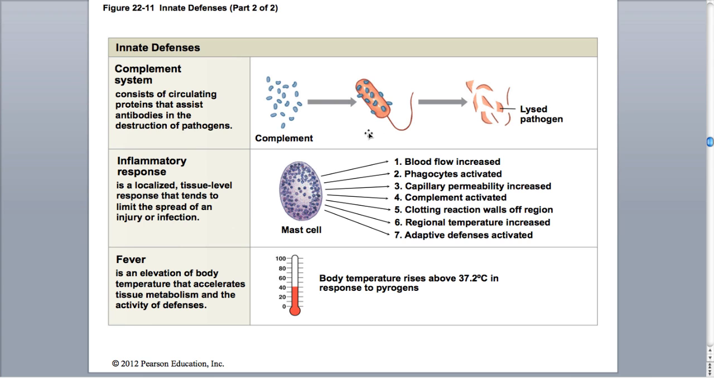Now I want to show this picture since I don't have a way of doing it otherwise. Complement are these proteins. And what does it do? It coats the germ. Now it says it lyses the germ, but not really here. Remember I said that coating the germ with complement is going to help level 2. And level 2 macrophages are the ones who are going to kill the germ.